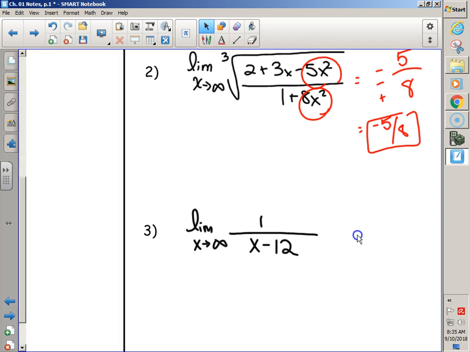So the first one was a top wins, the second one was a tie, the third one is a bottom wins. And this is a basic graph. It's 1 over x in your perspective, that's been shifted to the right 12, right? So maybe you guys just from the basic graph could figure it out, or you could look at it and say bottom wins, what's my final limit?